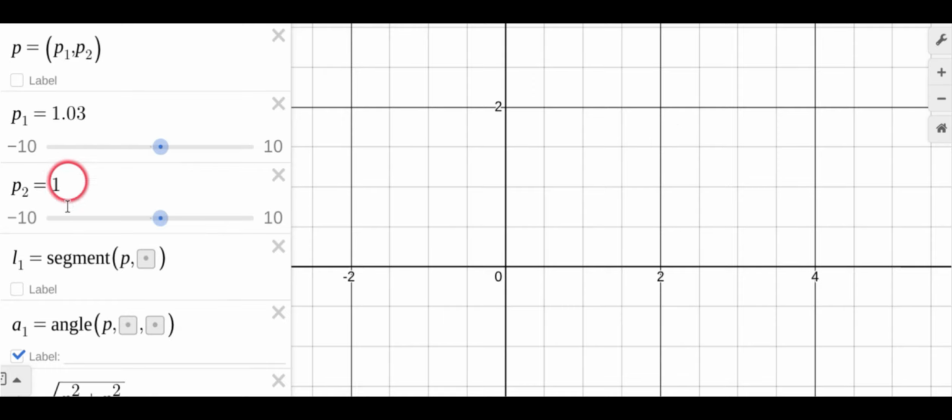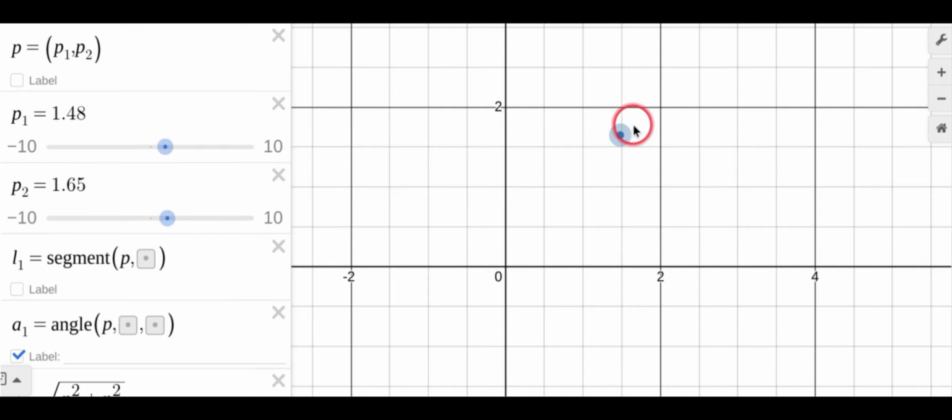Now, I had to type all this out ahead of time because I type so slowly. Believe me, you don't want to watch the sausage being made. It's horrible. Okay, so we make up a point here. Okay, we can move that point around.